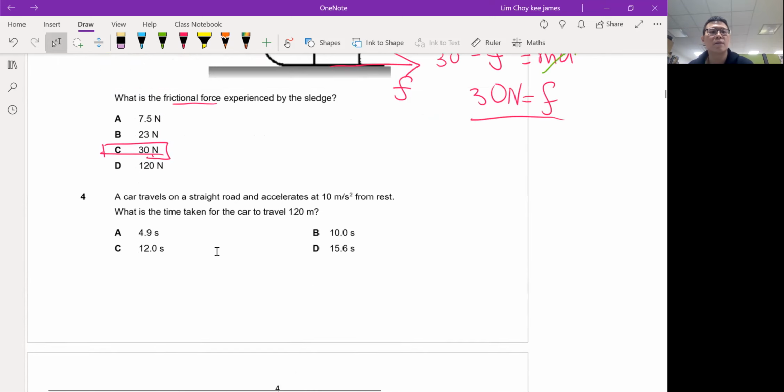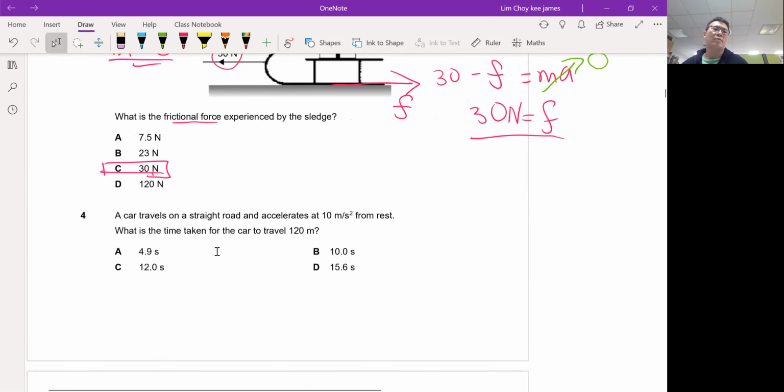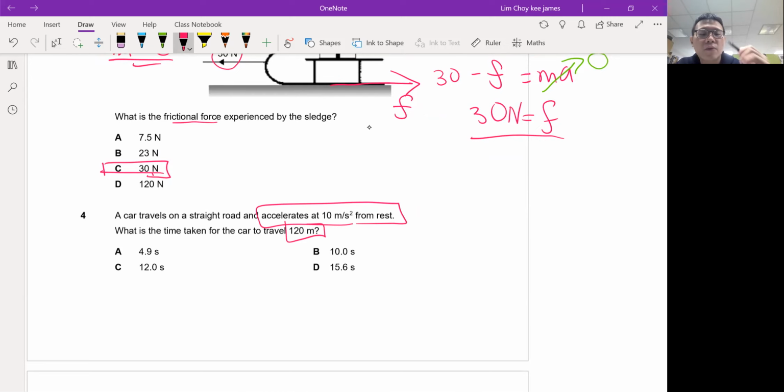Now the second thing, the fourth question you're looking at, is a classic kinematics question. Straight line, accelerate from rest, travel a distance of 120 meter. For a kinematics question, the first thing I will tell students is to always draw the speed time graph. Whether they give marks or don't give marks, draw the speed time graph. I accelerate from rest.